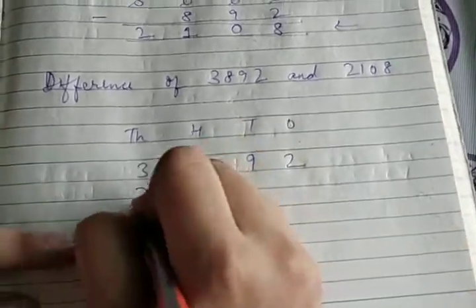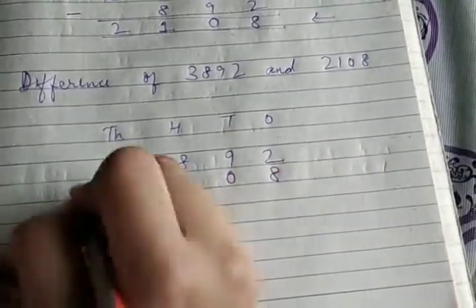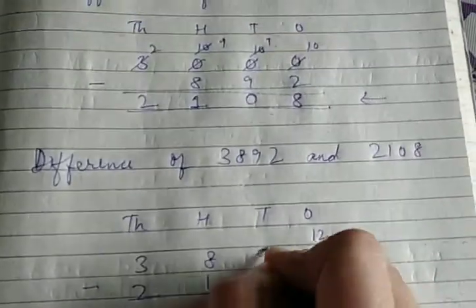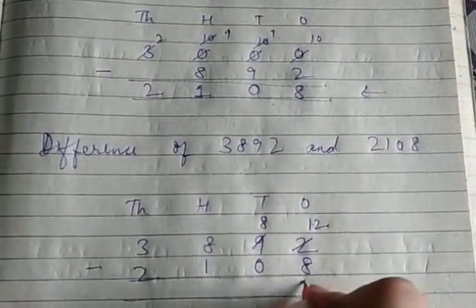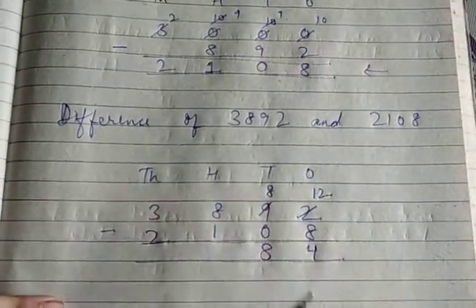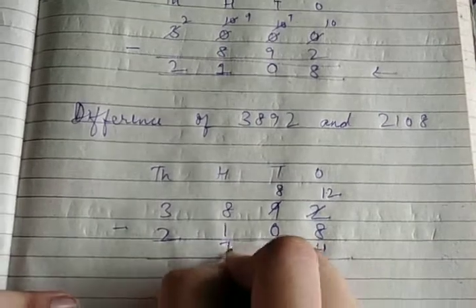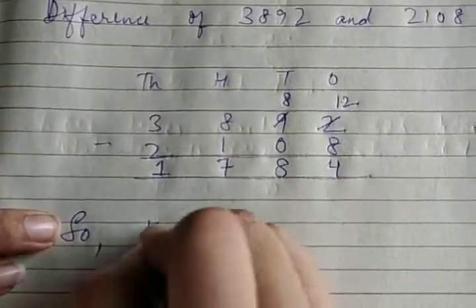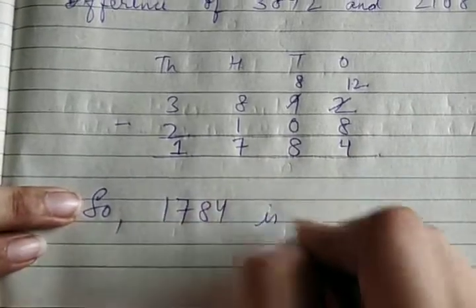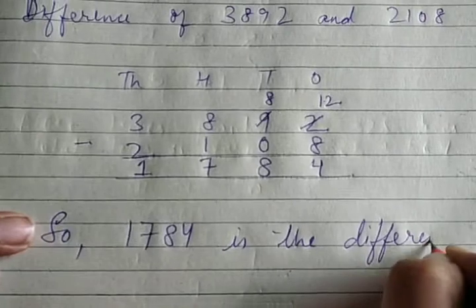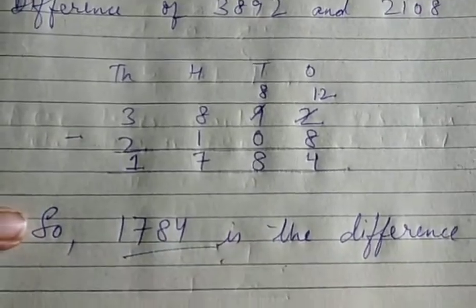So write down the places. 3892, 2108. Subtract. 2 will become 12, 9 will become 8. 12 minus 8, 4. 8 will come down as it is because 8 minus 0 is 8. 8 minus 1 is 7 and 3 minus 2 is 1. So 1784 is the difference. Thank you, class.